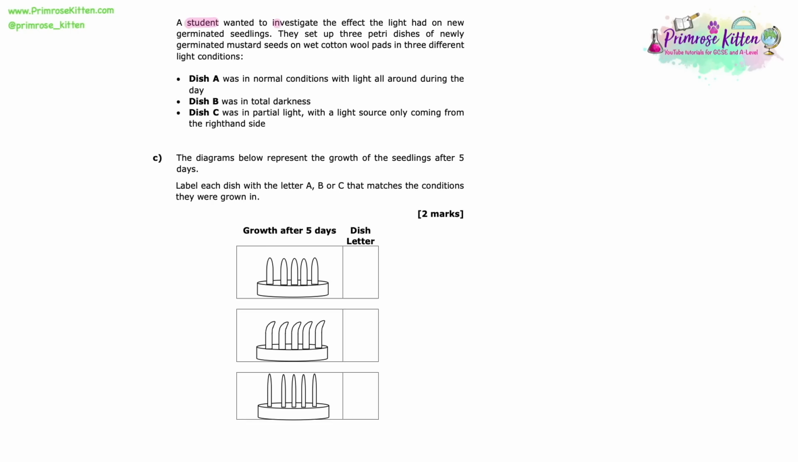The student wanted to investigate the effect light had on newly germinated seedlings. They set up 3 Petri dishes of newly germinated mustard seeds on wet cotton wool pads in 3 different conditions. Dish A was in normal conditions with light all around during the daytime. Dish B was in total darkness, and dish C was in partial light with a light source only coming from the right-hand side. So we have normal conditions, then no light for dish B, and dish C has got light just coming in from one direction only, from the right-hand side.